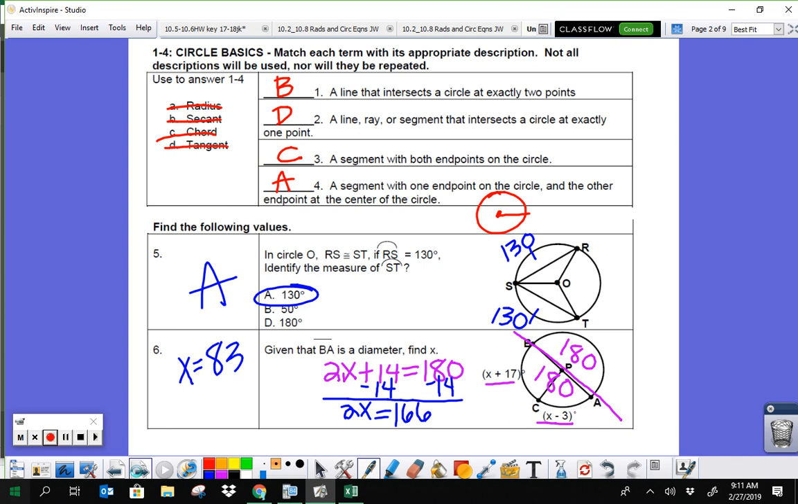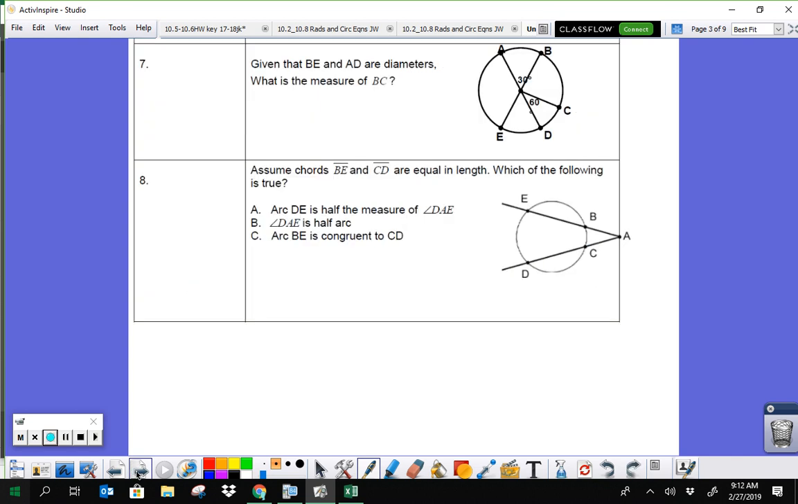Number 7. Given that BE and AD are diameters, what is the measure of BC? Okay, so they're saying, I'm going to look at AD first. So AD right here is a diameter. So I know it's cutting that circle in half, which means I can find this little piece of pie that's missing. So I have 30 and 60, that's 90. And I know that has to add up to be 180. So this is also going to be 90. Oh, and it asks for the measure of BC. So there we go. So if that angle is 90, then I know that that arc is 90 because it's a central angle. So 90 degrees.